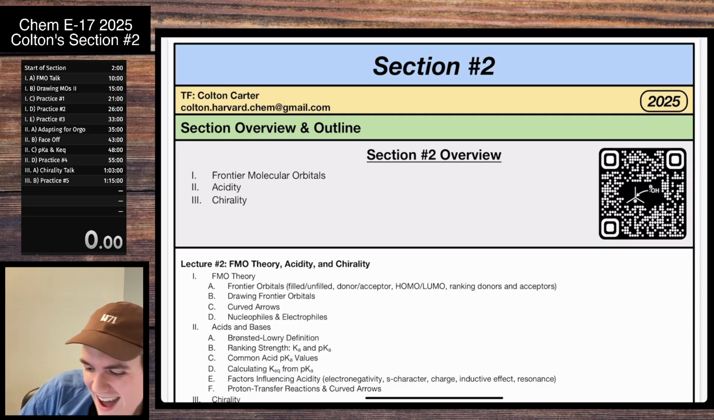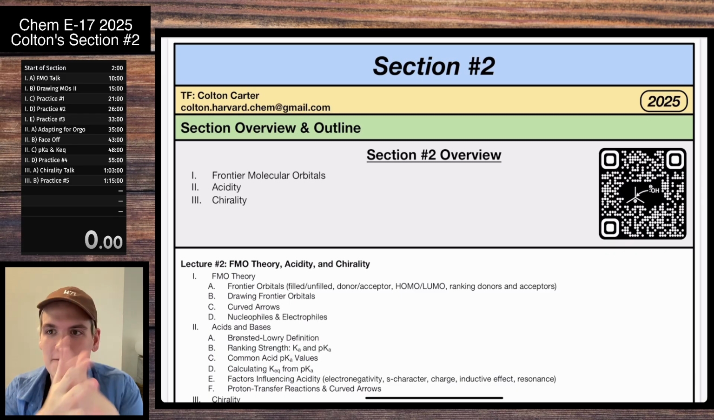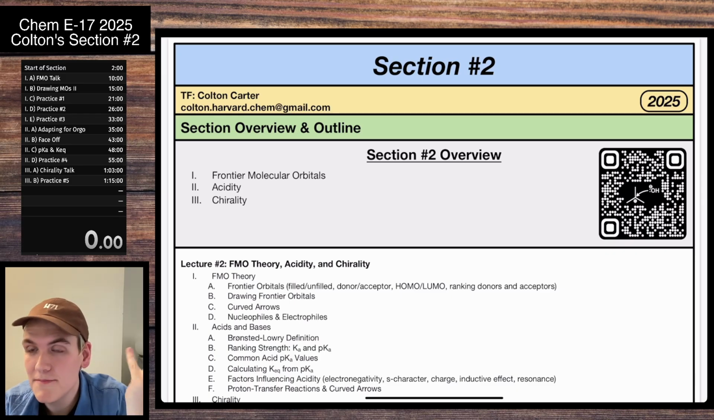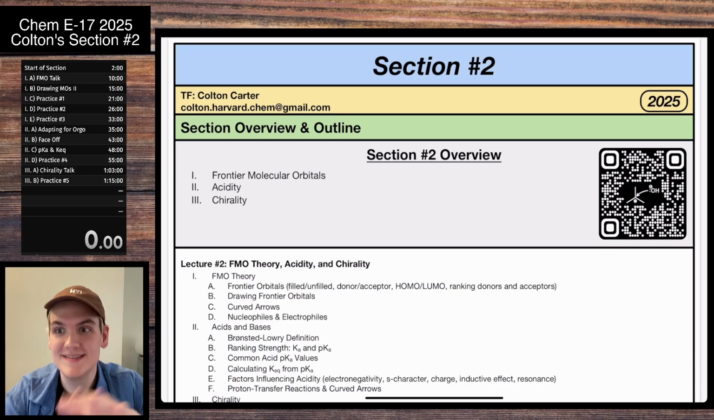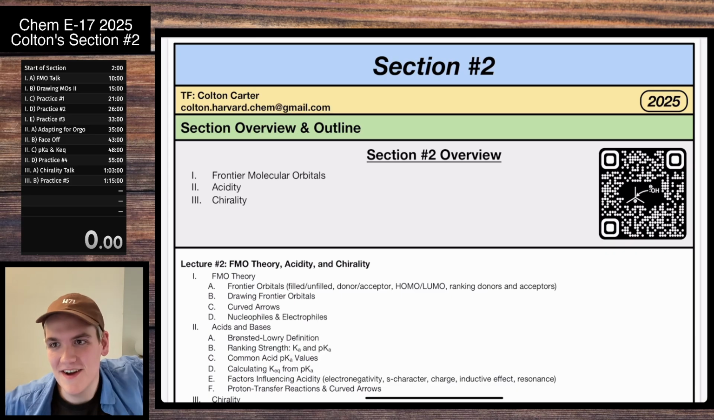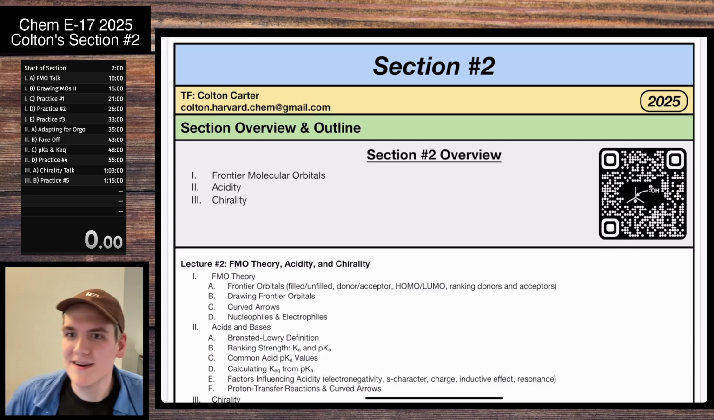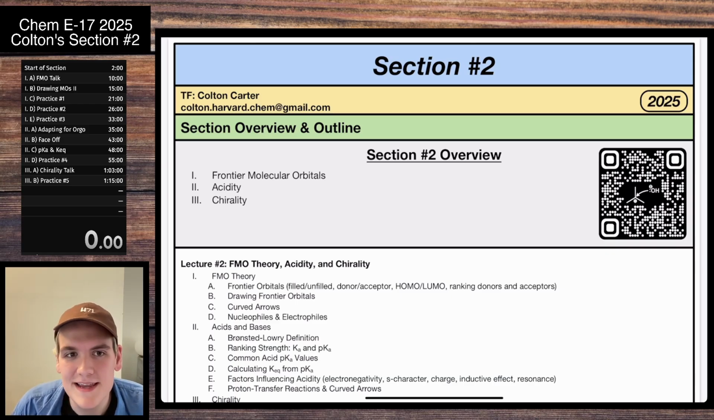Our game plan for today, we have three big areas of content, which is a lot, but also less than section 1, which was like five or six different areas of content. So hopefully it'll be a little bit easier. Also, hopefully I will not go over. I've tried to budget the time a little bit more carefully.